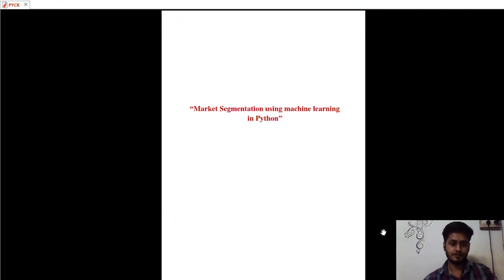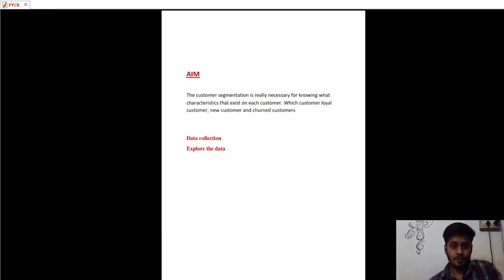Welcome everyone. Today we will discuss market segmentation using machine learning in Python. With the word itself, it is clear that our aim is to show how market segmentation is really necessary. With the help of market segmentation, we get to know which customers are loyal customers, new customers, and churn customers, so that we can analyze the customers, give them more benefits, and increase our productivity.